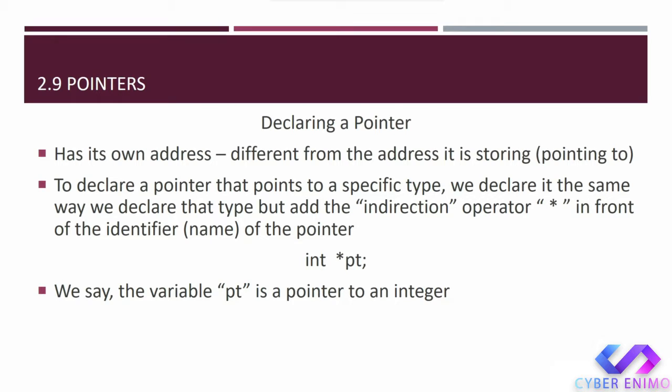To declare a pointer that points to a specific type, we declare it the same way we declare other variables, but we add an indirection operator, or a star, in front of the pointer name or the pointer identifier. So for example, if we want to declare a pointer that points to an integer, we simply say int star and then the pointer name, in this case pt. So we say the pointer pt is a pointer to an integer.